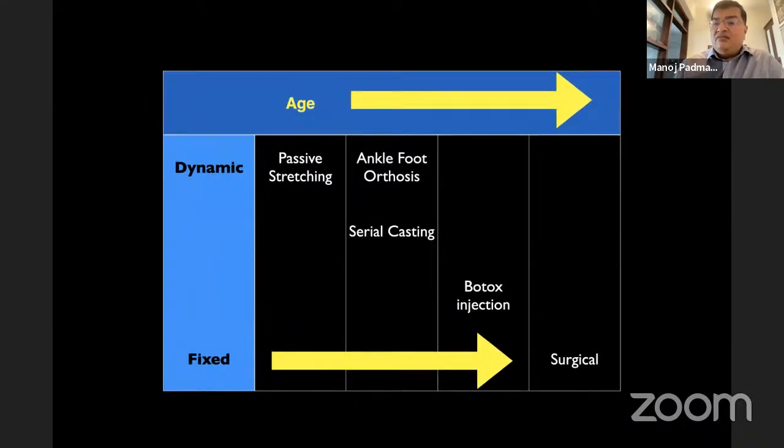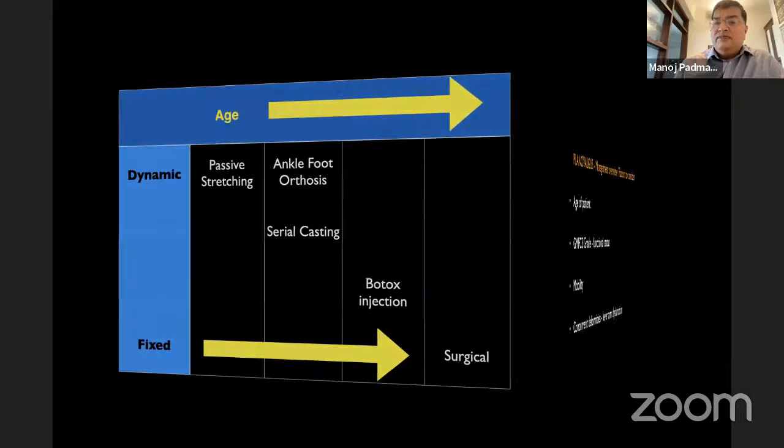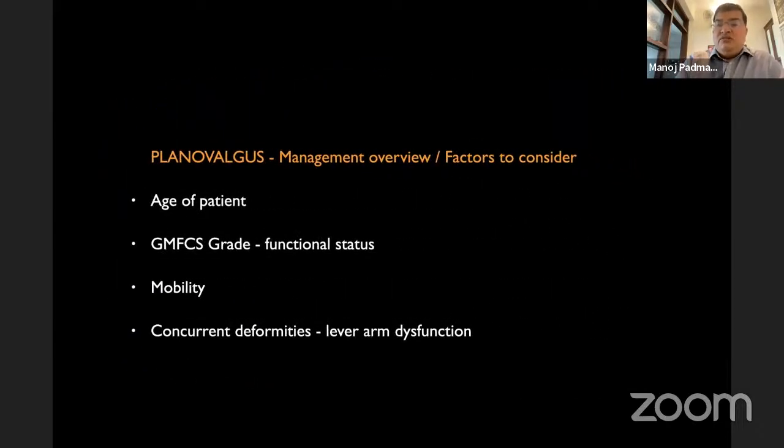Again, on an escalating matrix, these are your options. So specific with regard to planovalgus, what do you need to consider? The severity of the foot does have a bearing. Therefore, radiological investigations do have a very limited role, in my opinion. But more importantly, it's an overall assessment of the patient. Age of the patient matters. As I said, the natural history has a tendency to spontaneously correct, so one should not rush into surgical intervention.